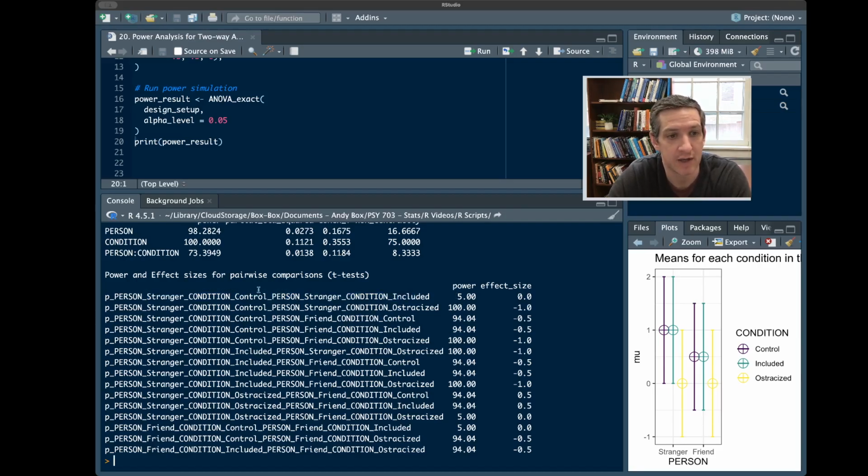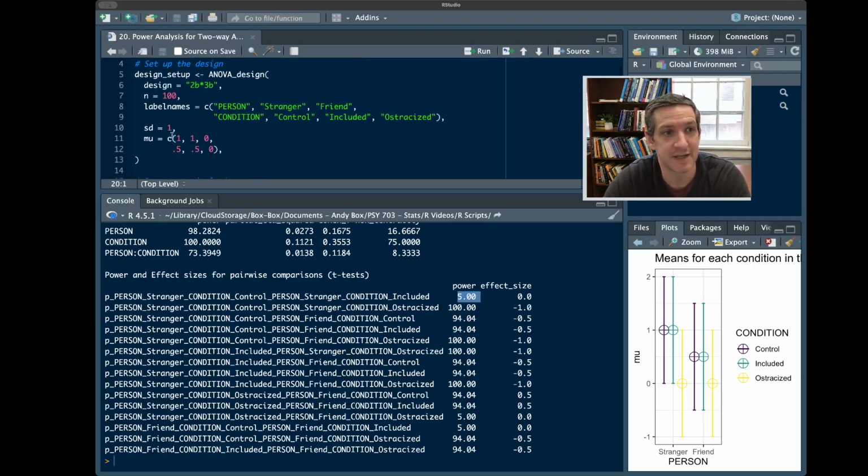The power for control versus included in the stranger condition is just 5%. Now that makes sense because above I specified that those have the same mean, so the power for that is irrelevant. There's no difference. Whereas if we're looking at, again, in the stranger condition, the difference between control versus ostracized is approaching 100%, with a standard deviation of 1 for that effect size. So the power for that simple effect is really strong, which is great if that's something that we really want to detect.